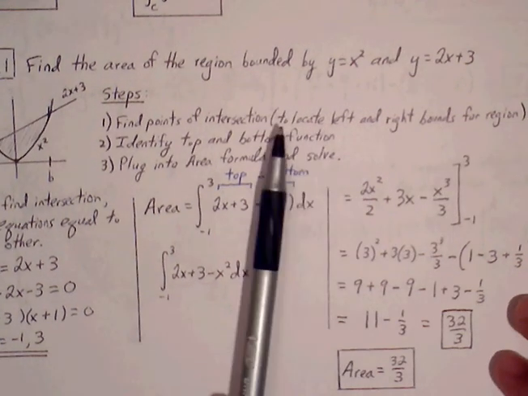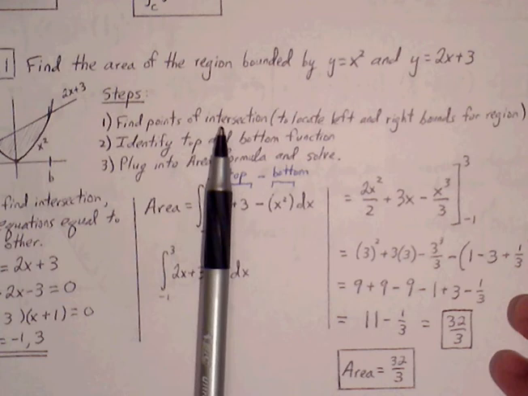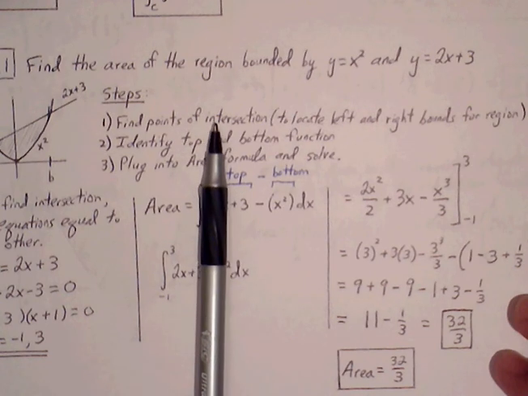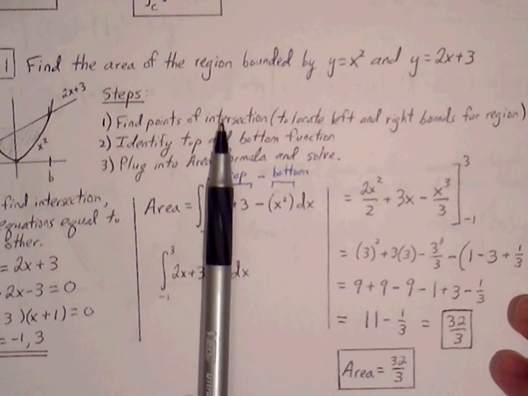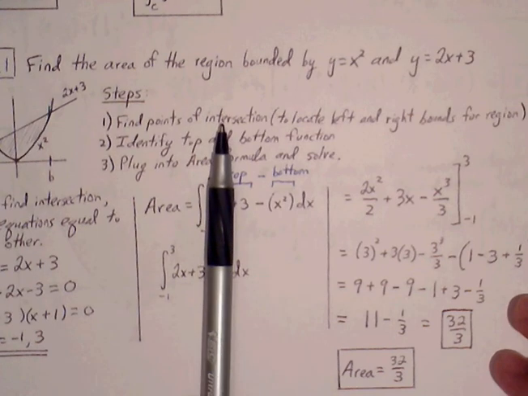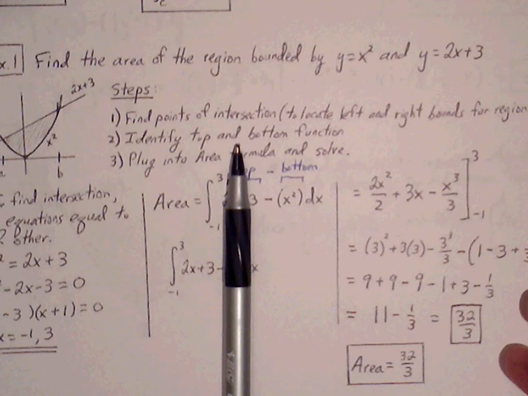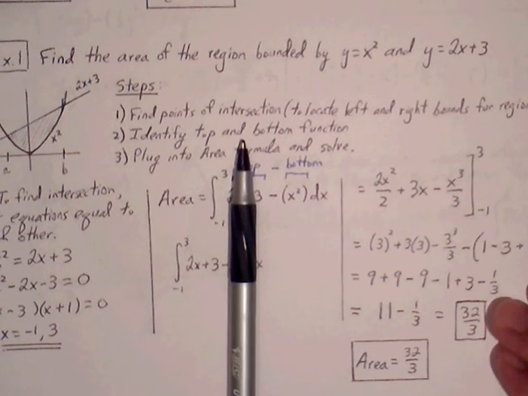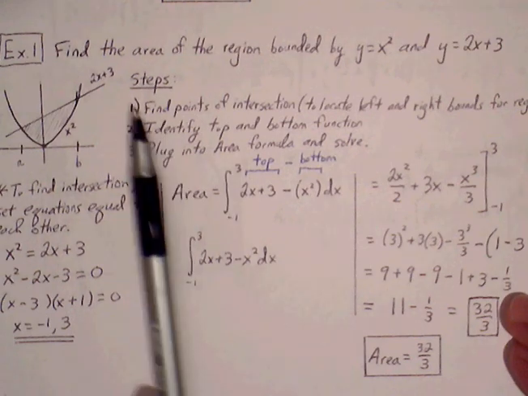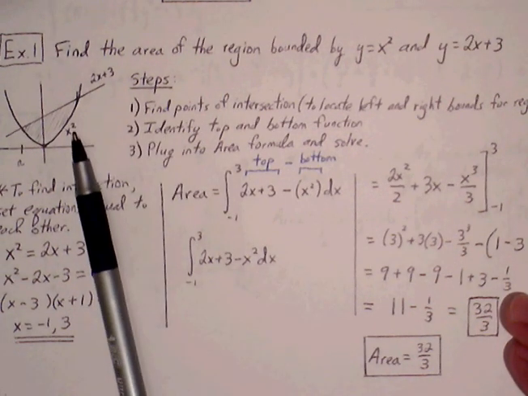Now, the way that we find our points of intersection, we take our two graphs, we set them equal to each other, and then we solve for the variable. Okay, so that's the first thing we do. Second, we have to identify which is the top function and which is the bottom function. And many times you can just look at the graph and identify which one is the top one and which one is the bottom one.